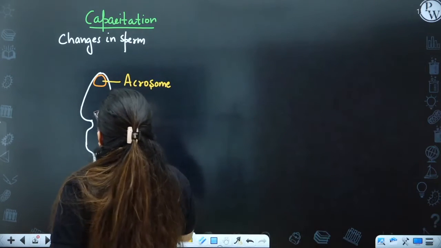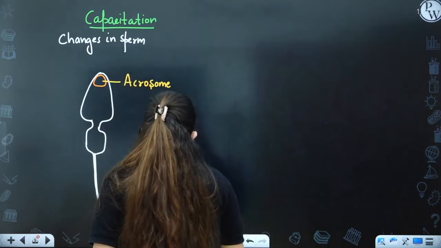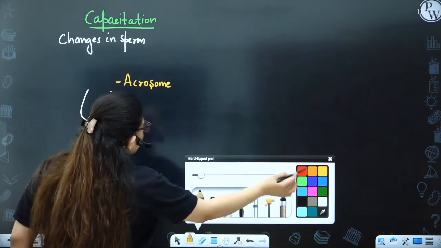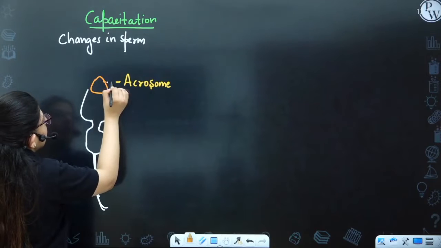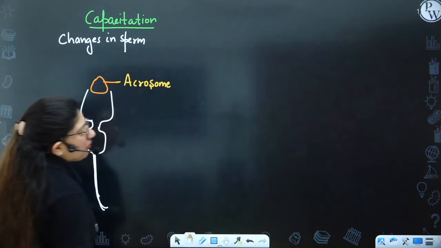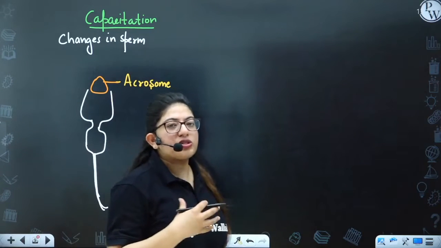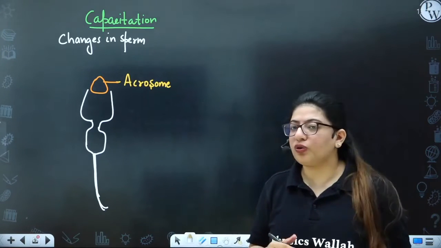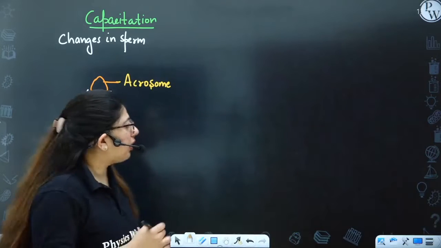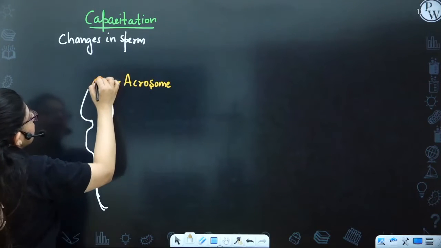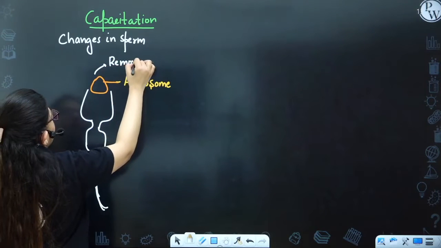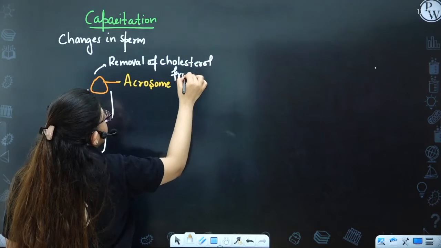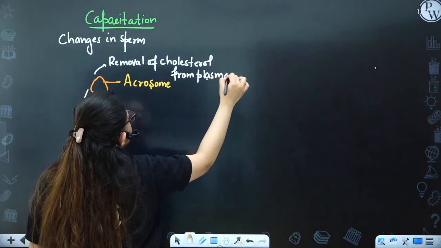The first thing that will happen is this membrane will disintegrate, and the acrosome will be exposed like this. This is how the plasma membrane disintegrates and the acrosome gets exposed, with the removal of cholesterol. You all know the plasma membrane has cholesterol. So here there is removal of cholesterol from the plasma membrane.